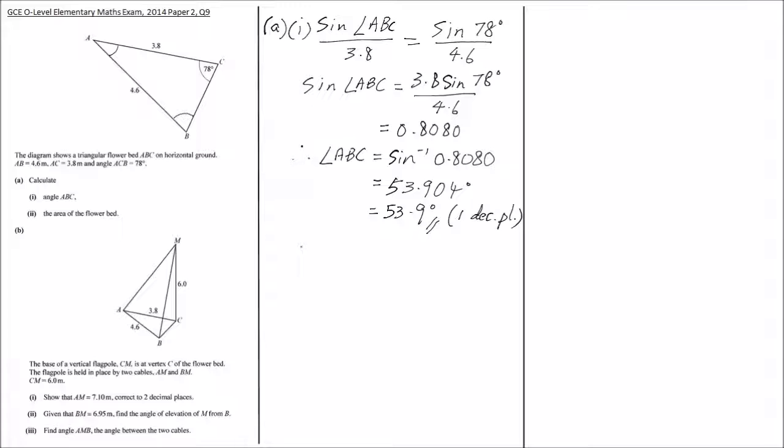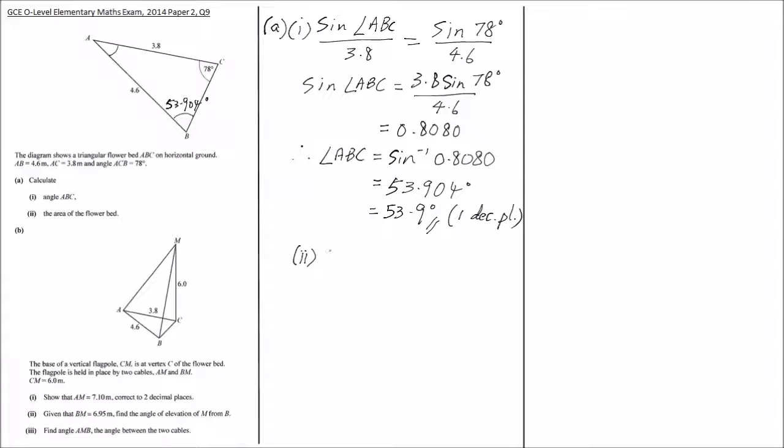Now for part 2, we are asked to find the area of the flower bed. We can use the formula half ab sine C. That is, we need to know two sides and the angle between them. So we have to find this third angle first. So this second angle here, angle B, is 53.904. We should always use the more accurate figure in our working.